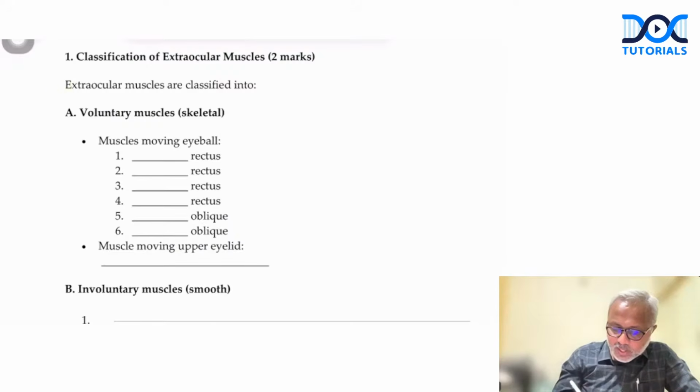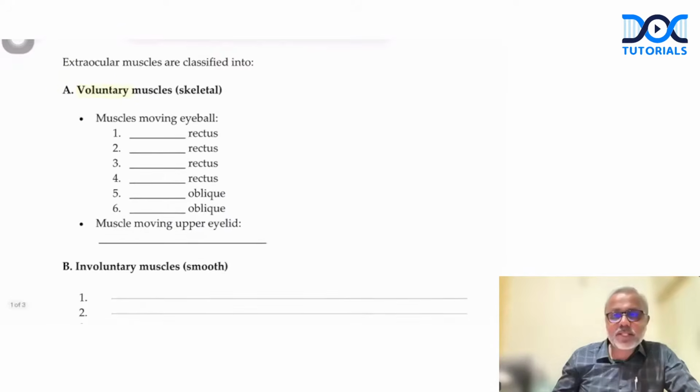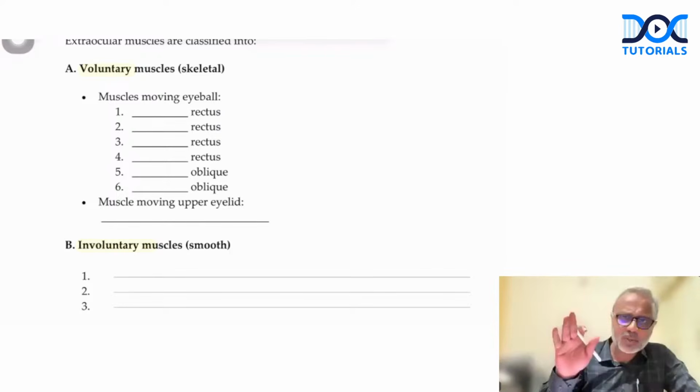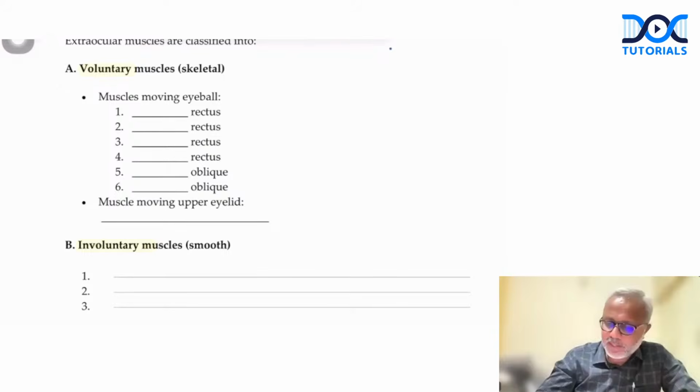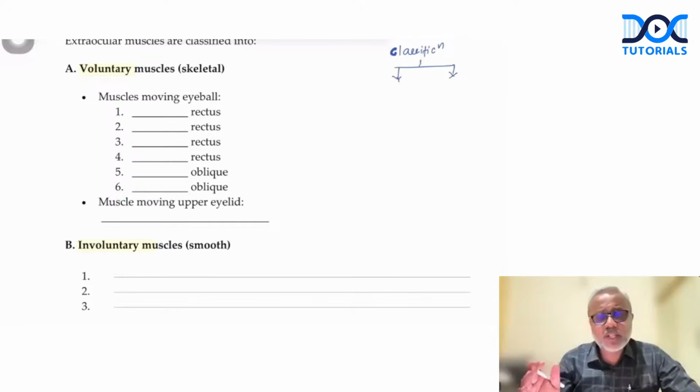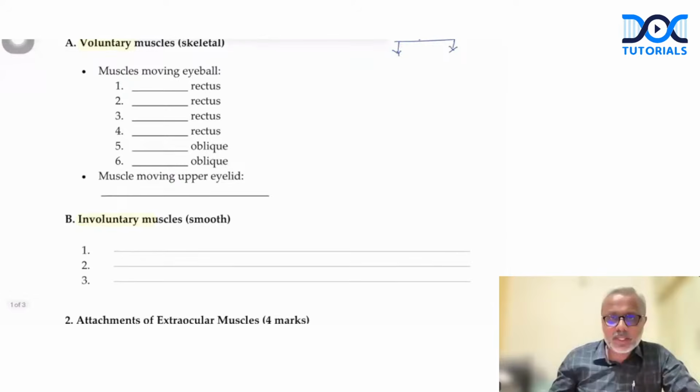Extraocular muscles are classified as voluntary muscles and involuntary muscles. Either you can write like this, or you can do it in the form of a flow chart, right? Even that is good enough. For example, we can write the classification as extraocular muscles and intraocular muscles. Even this is fine. Whichever suits you, do it. Now, what about voluntary muscles?